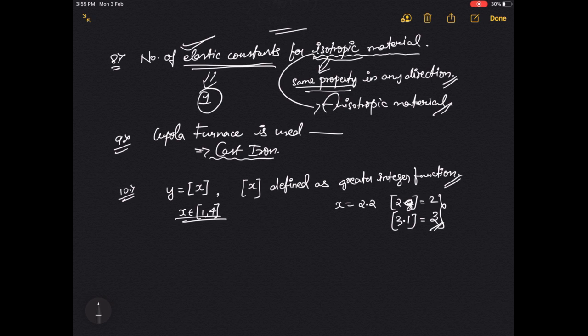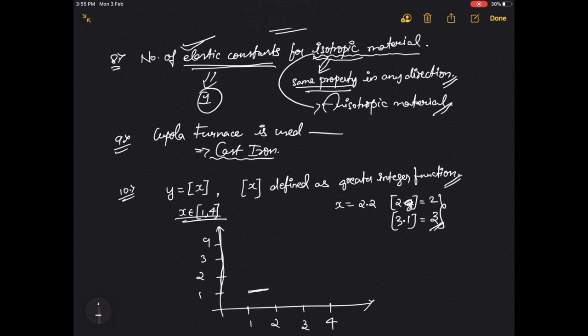Okay, so now they asked to plot a graph for this. Obviously we have to find out the area. So here we have 1, 2, 3, 4. Similarly here, as I said, it's the greatest integer. From the value of x of 1 to 2, we will be getting a value of 1.